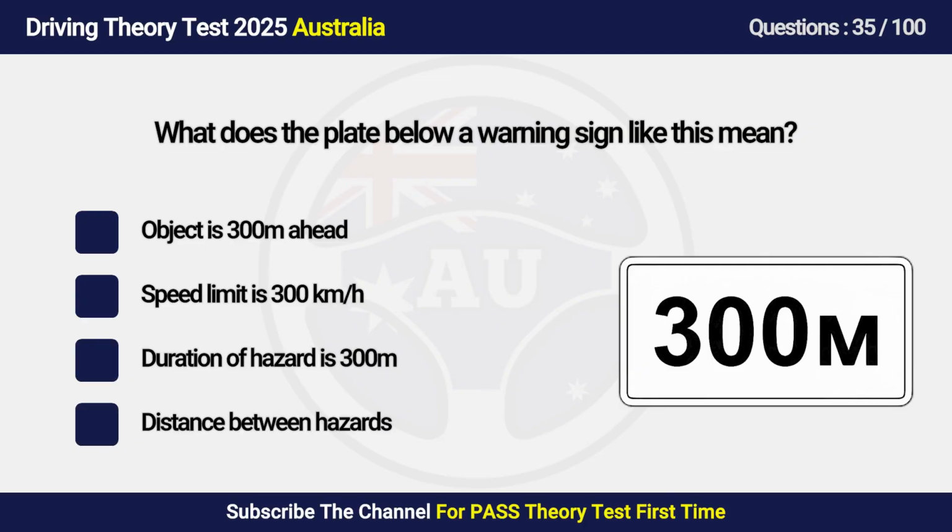A. Object is ahead. B. Speed limit is 300 km per hour. C. Duration of hazard. D. Distance between hazards.